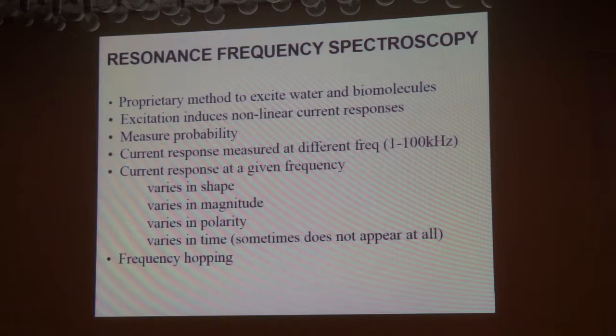The kind of oscillations that I get are somewhat different, not as regular, but the observation is that the current response that I observe varies enormously in the shape of the spike, the magnitude, the polarity, and the time. So, in other words, at a given moment in time, when you take a measurement, you see a spike, and then you take the measurement a minute later, and the frequency moves. And this phenomenon is called frequency hopping.